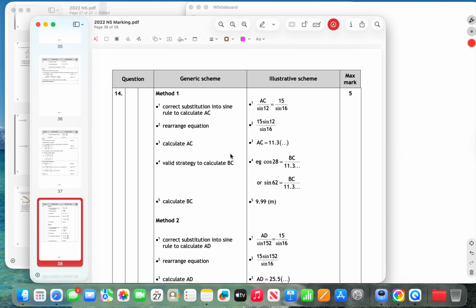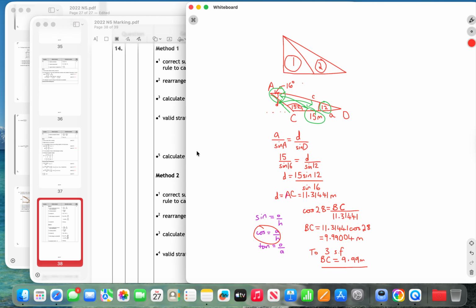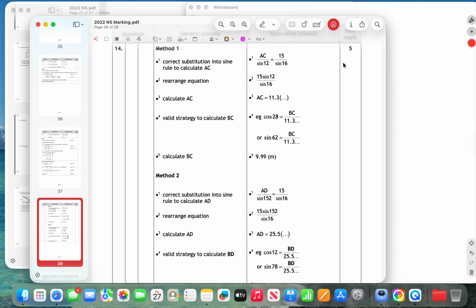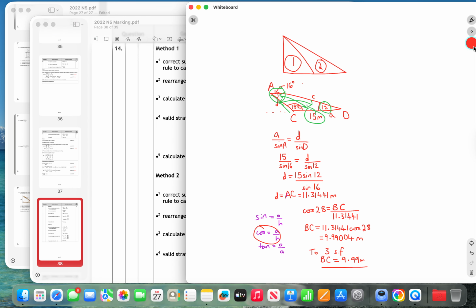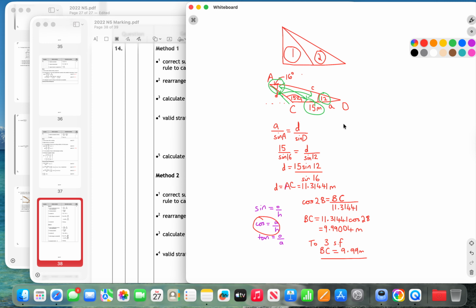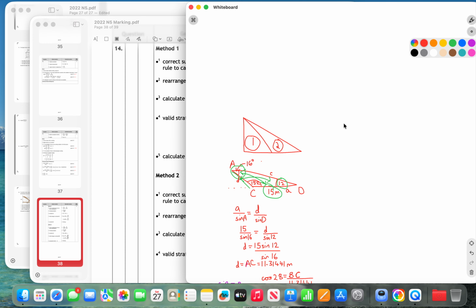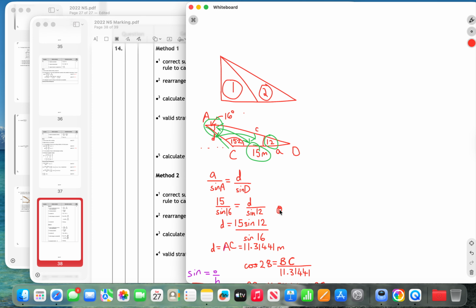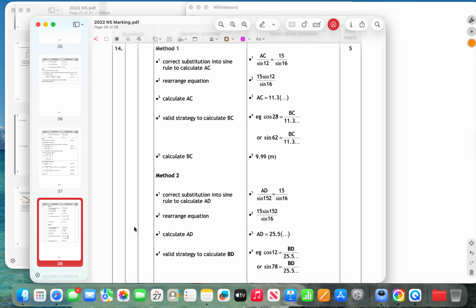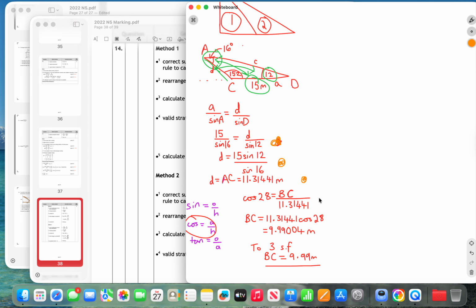And let's have a look at the SQA and how they would mark this question. The first mark would be for substituting into the equation. The second mark would be for rearranging. The third mark would be for finding AC. The fourth mark would be for this. And the fifth mark would be for the answer.